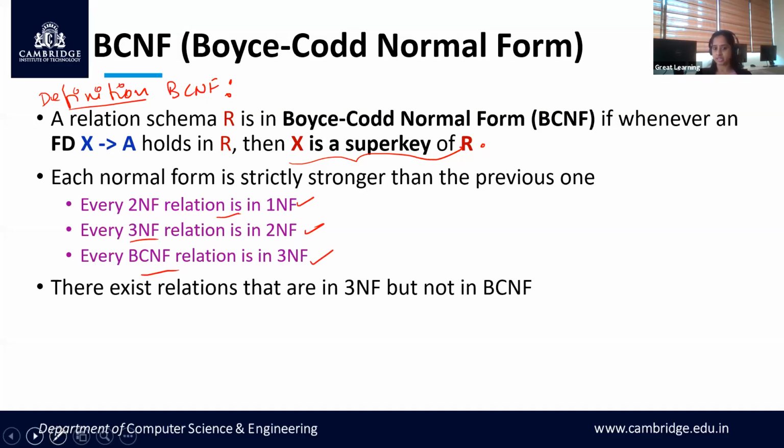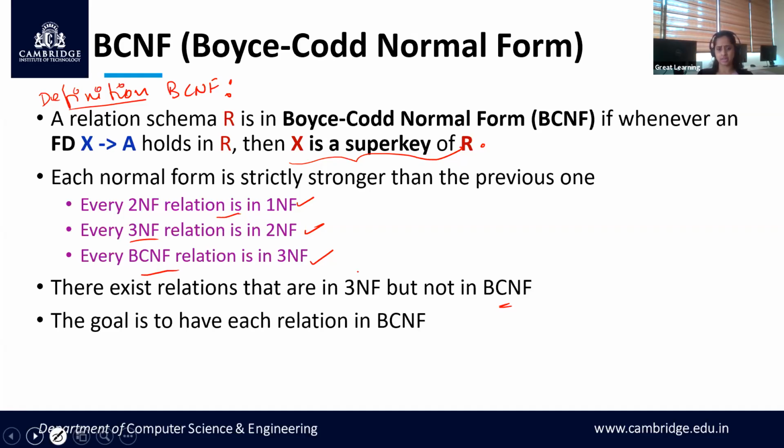There exist relations that are in 3NF but not in BCNF. There are very few such relations. In most of the cases, when you say X is a super key of R in third normal form, if that is satisfied, then obviously it will be in BCNF only. If 3NF is satisfied based on the second option, A is a prime attribute, then that will be violating BCNF, and then you have to come to BCNF and solve it. Your understanding? The goal is to have each relation in BCNF. So let's have an example now.